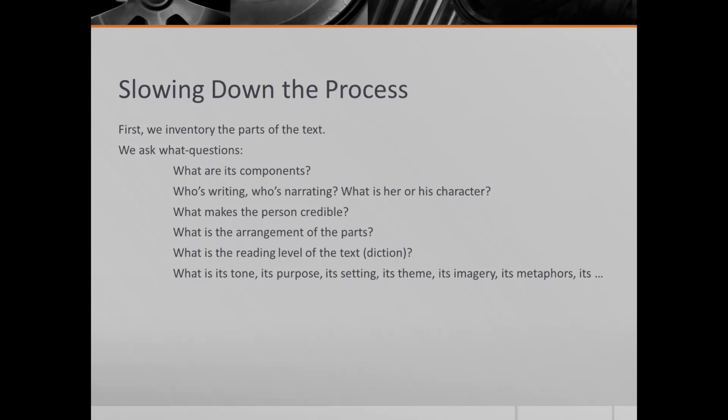We ask what questions? What are its components of the text? Who's writing? Who's narrating? What is his or her character? What makes the person credible? What is the arrangement of the parts of the text? What is the reading level of the text? You may think diction. What is the text's tone, its purpose, its setting, its themes, its imagery, its metaphors, its... Fill in the blank. You're describing it. You're trying to label its parts so anyone would say, yes, I agree with you. That's included in that. Static information, factual information that no one will argue with you about.